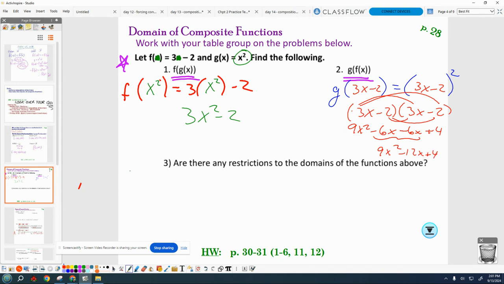Okay, so F of stuff was 3 times stuff minus 2. G of stuff was stuff squared, whatever that was.